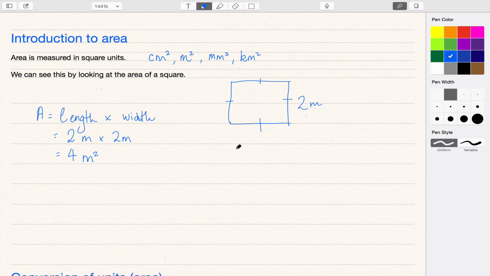Another way you can see this is looking at the number of smaller squares, because area is the number of smaller squares within a bigger square. So if each side is 2 meters, then you can see we end up with 4 little squares altogether, which makes it 4 meters squared.